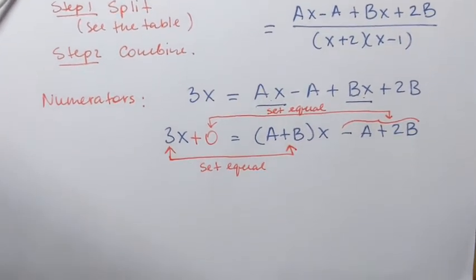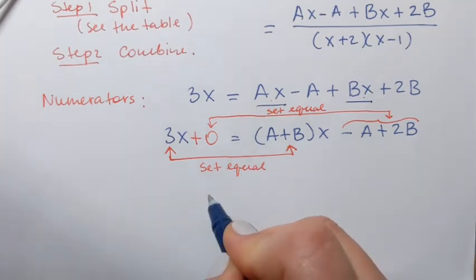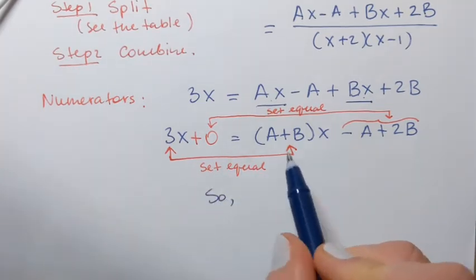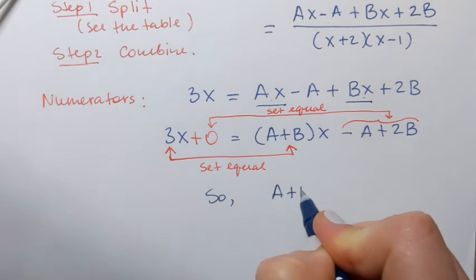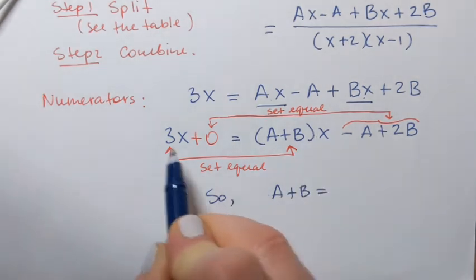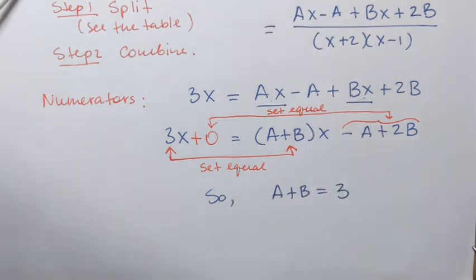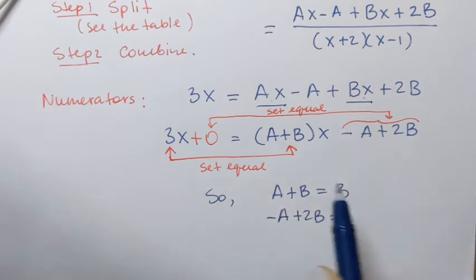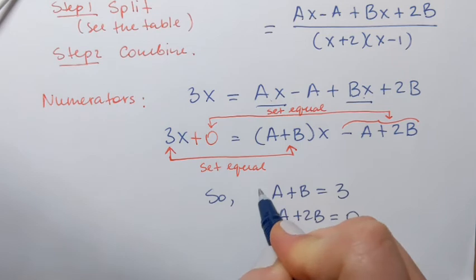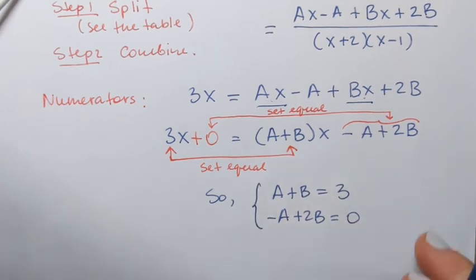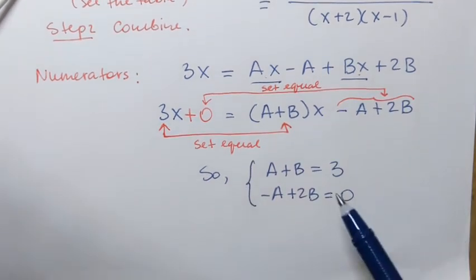So we're going to end up with a little system of equations. So a plus b must be equal to 3, right? And then negative a plus 2b must be equal to 0. And that's how we get a little system of equations that we need to solve. Let's refresh the methods that we use in algebra to solve systems of equations.